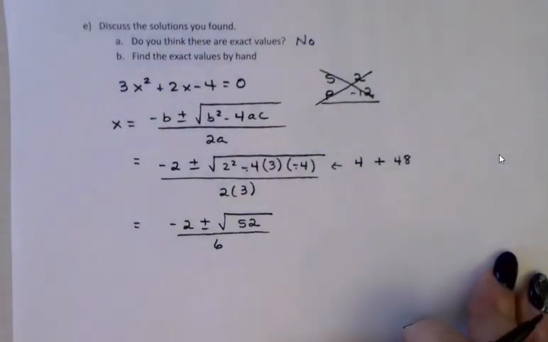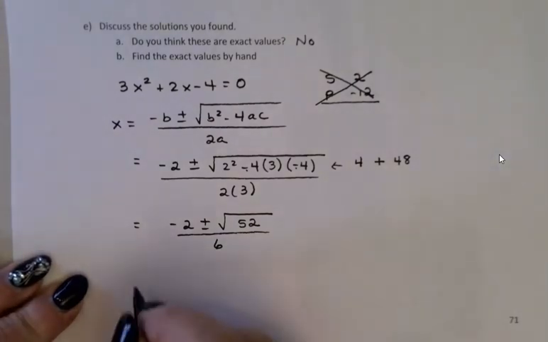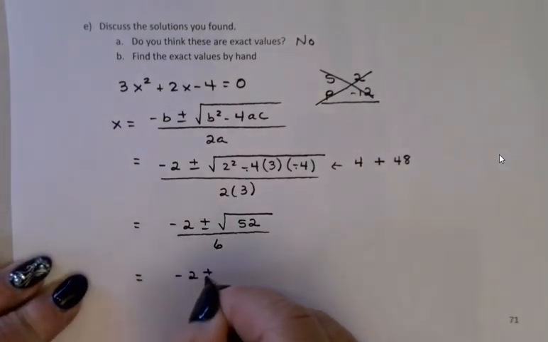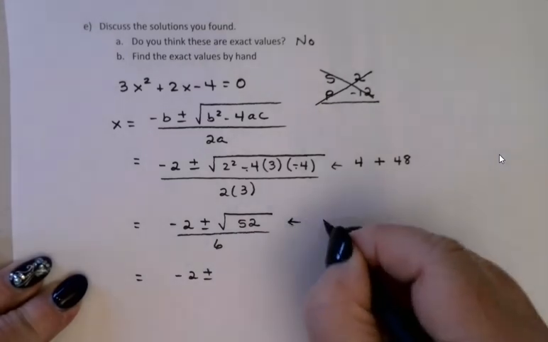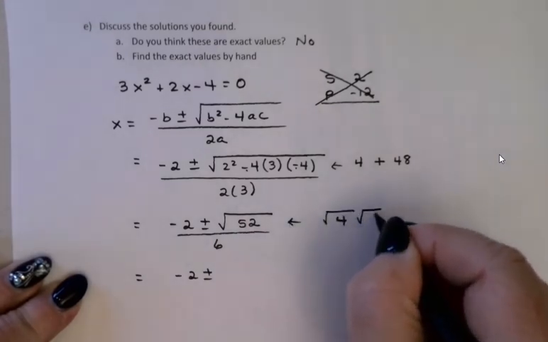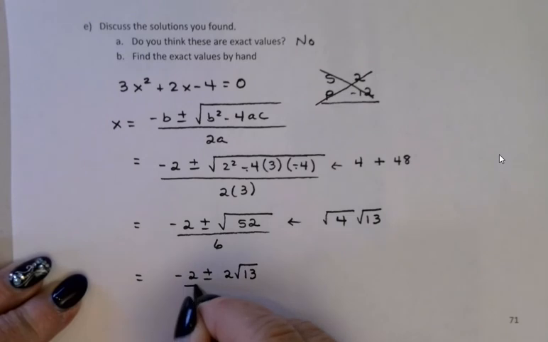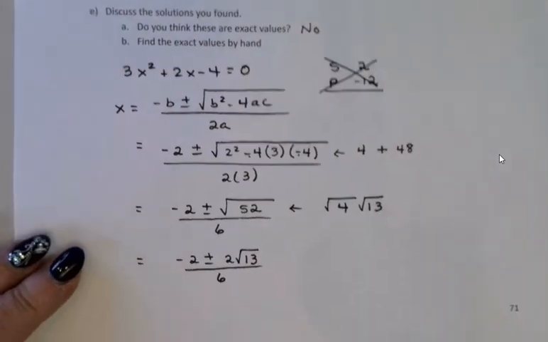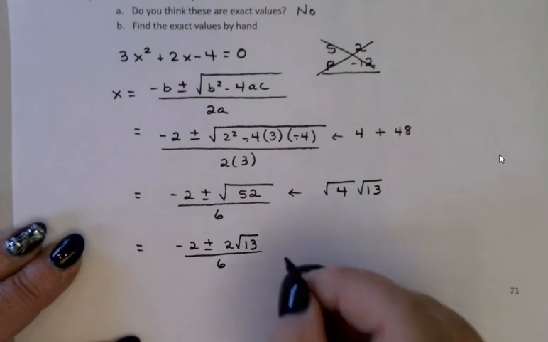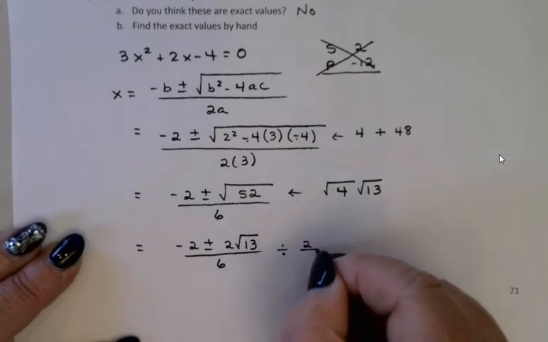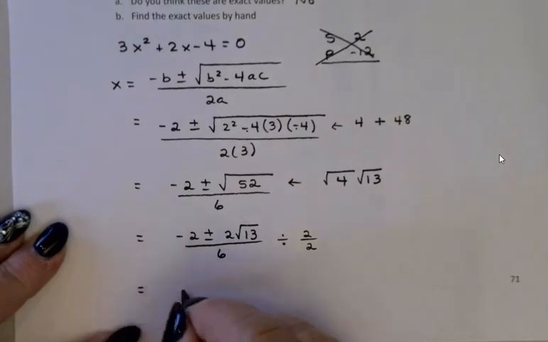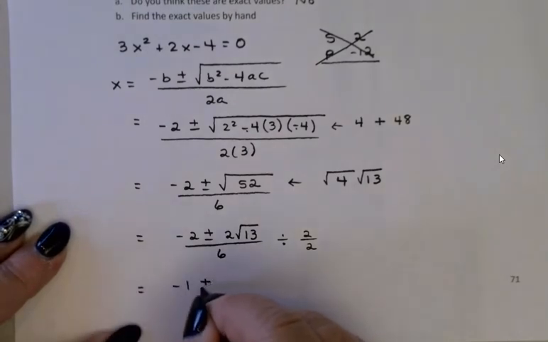If all I wanted to do was check my decimal values, I could actually put this in the calculator right from here. But just for a little practice, we haven't done it for a few sections, let's go ahead and simplify this first. I'm going to break that 52 down as the square root of 4 times the square root of 13. So that would be 2 times the square root of 13. And I notice that every single term is divisible by 2. So I'm going to divide by the form of 1, 2 over 2, and I'll get negative 1 plus or minus the square root of 13 over 3.